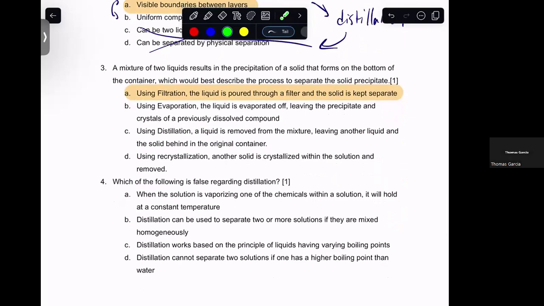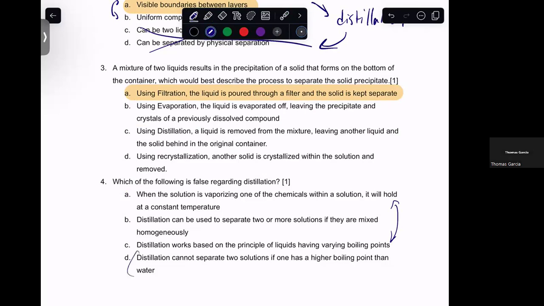Which of the following is false regarding distillation? When the solution is vaporizing one of the chemicals within a solution, it will hold a constant temperature. That's how it works. That is quite literally the process of distillation. Distillation can be used to separate two or more solutions if they're liquid homogeneously. Yes, that is described further up. Distillation works on the principle of liquids having varying boiling points. This and this one corroborate each other, actually. They literally make each other make sense. So if one of those was wrong, both of them would be wrong.